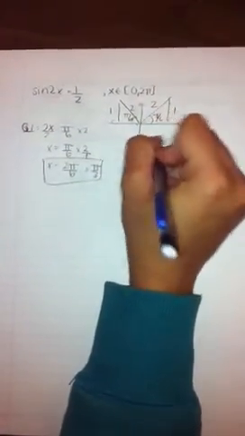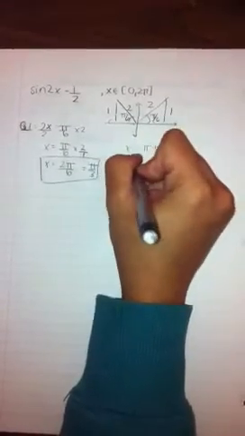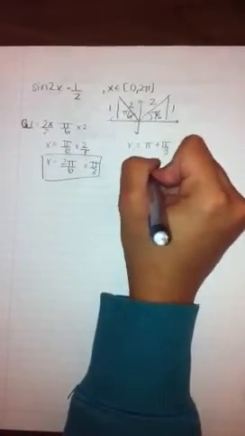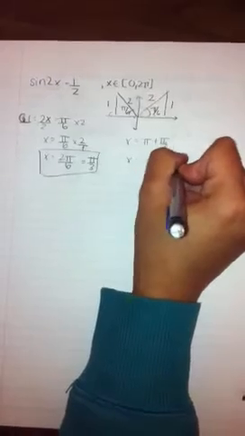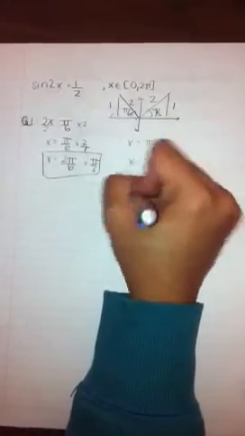Here's one solution. Since it's 2x, we're going around twice, so you need to find another solution, so it's going to be x equals pi plus pi over 3. So x equals 3 pi over 3 plus pi over 3, because we're finding a common denominator. X equals 4 pi over 3. There's our second solution.